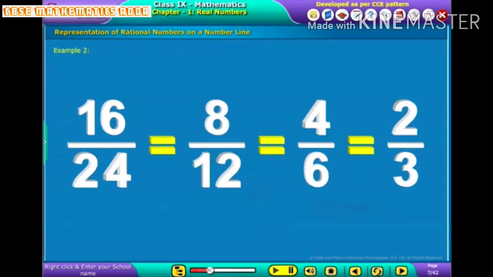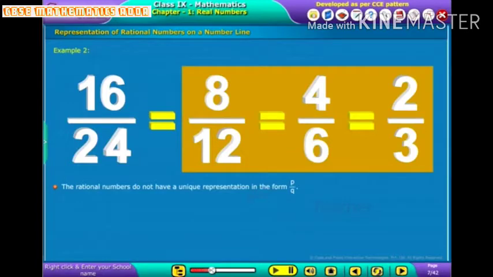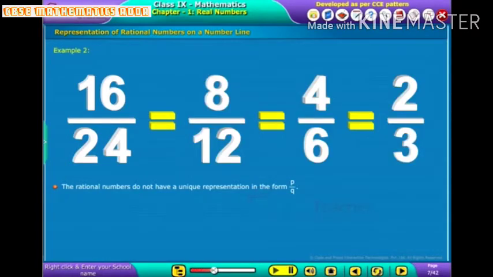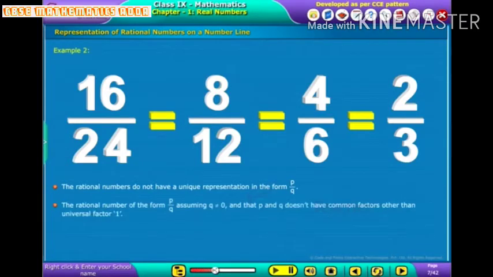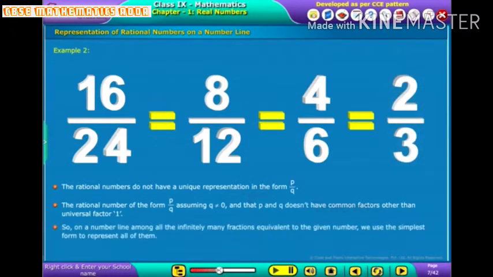Thus, from examples 1 and 2, we conclude that the rational numbers do not have a unique representation in the form p/q. And also we observe that the rational number is of the form p/q, assuming q not equal to 0, and that p and q don't have common factors other than the universal factor 1. So, on a number line, among all the infinitely many fractions equivalent to the given number, we use the simplest form to represent all of them.